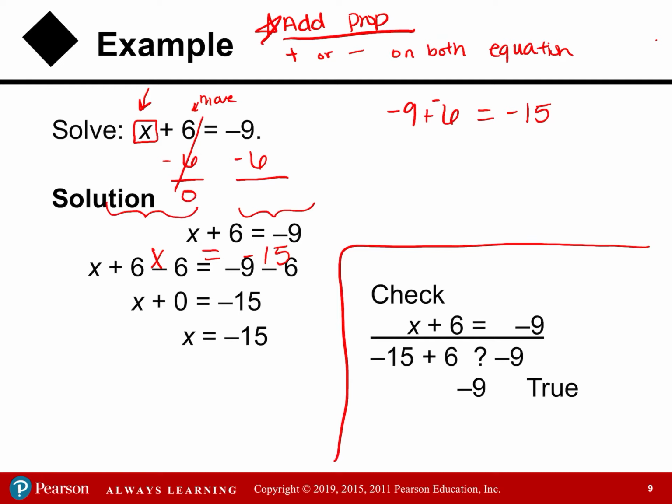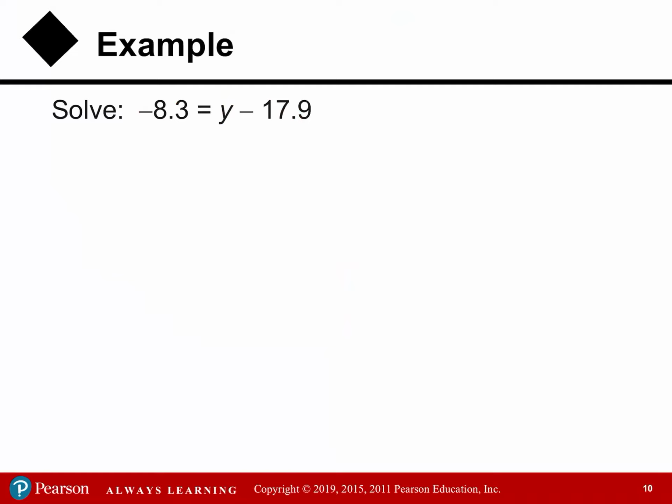We can do so by plugging in our answer. So let's plug in a negative 15 for x. Negative 15 plus 6, yes, that does give us negative 9. Let's do another example. Let's use decimals.